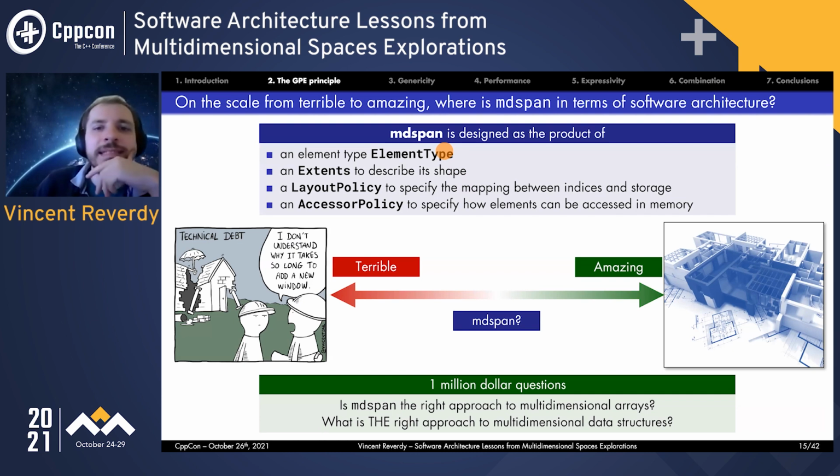So as I said before, mdspan is designed as the product of an element type, an extent policy, and an accessor policy. And the $1 million question is, with mdspan, where are we in between terrible and amazing in terms of software architecture? Is mdspan the right approach? And what is the right approach to multidimensional data structures? And answering this question is actually not as simple as it may seem.